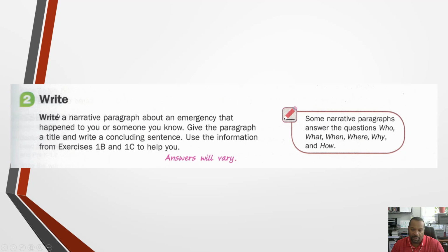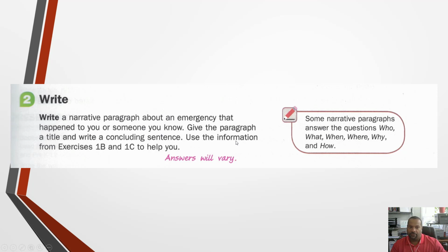Now, once we have all that information, we can go ahead into number two. Write a narrative paragraph about an emergency that happened to you or someone you know. Give the paragraph a title and write a concluding sentence. Use the information from exercise 1B and 1C to help you. Here's a tip. Some narrative paragraphs answer the questions who, what, when, where, why, and how. Okay?